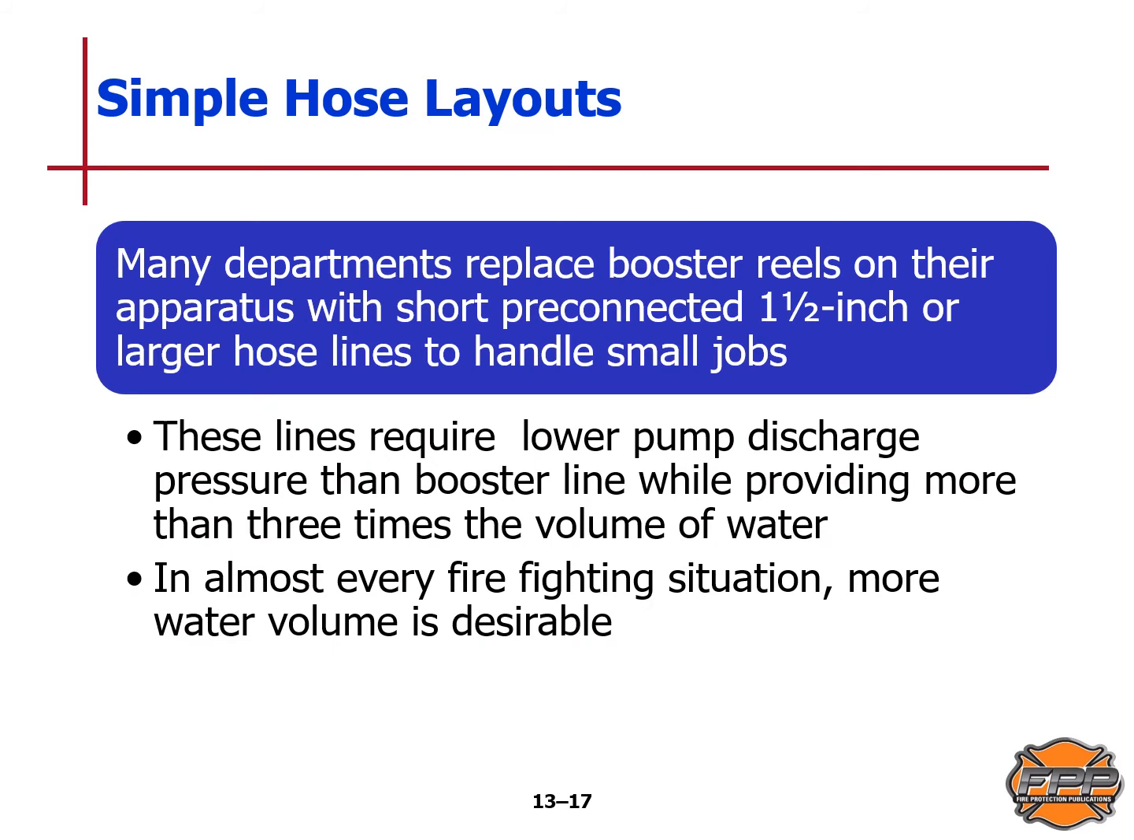Many departments replace booster reels on their apparatus with short pre-connected 1.5-inch or larger hose lines to handle small jobs. These lines require lower pump discharge pressure than booster line while providing more than 3 times the volume of water. In almost every firefighting situation, more water volume is desirable.